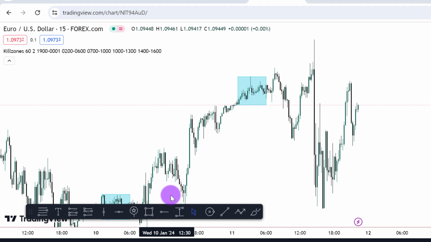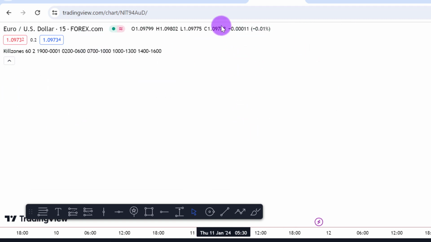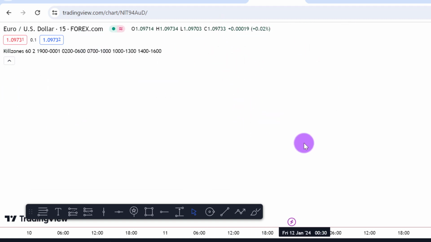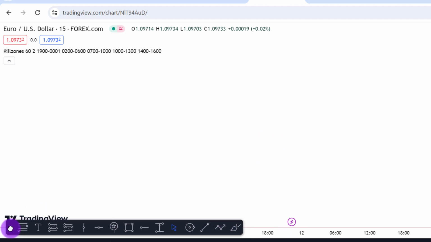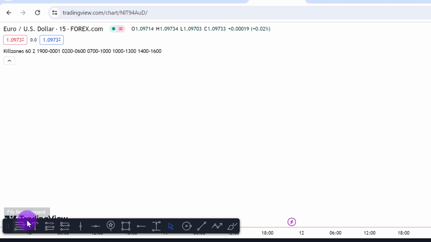Alright, so in today's lesson we're going to be learning about the order block and how to use the order block to execute your trade entry, whether you're going to buy any asset or the currency that you like to trade. We are going to be using Euro USD to show you this strategy in today's lesson. We're going to be dwelling on Euro USD.